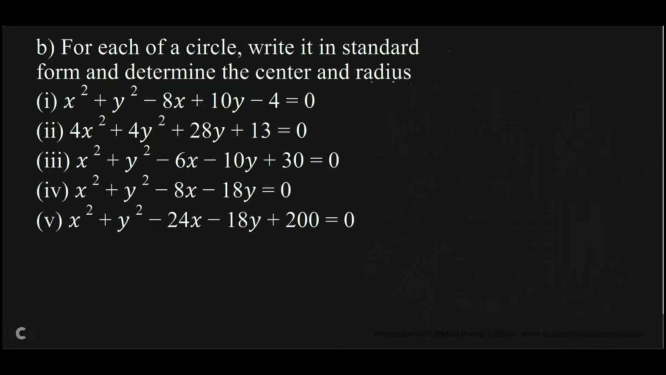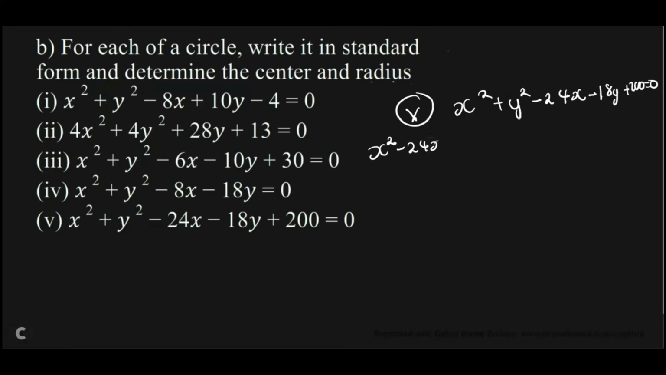So question 5, which is x squared plus y squared minus 24x and minus 18y plus 200 equal to 0, like that. Let's put all the like terms together. X squared minus 24x then plus y squared minus 18y equal to negative 200.